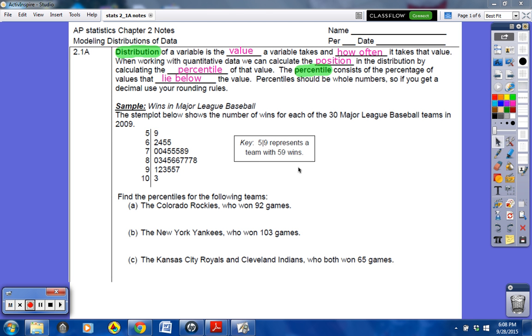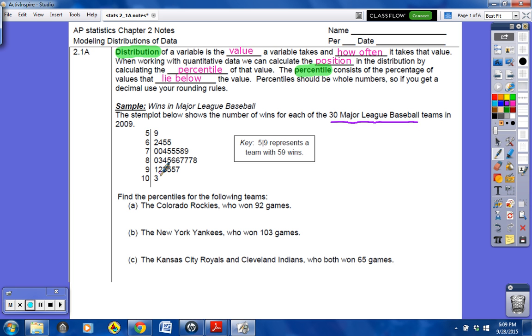So we have a sample problem here. We have a stem plot that shows the number of wins for each of the 30 Major League Baseball teams. Right now, I just want to underline this to point out that we're talking about 30 teams, so we've got 30 in all. We're going to find the percentile for specific teams. The first team we're going to look at is the Colorado Rockies, and they won 92 games.